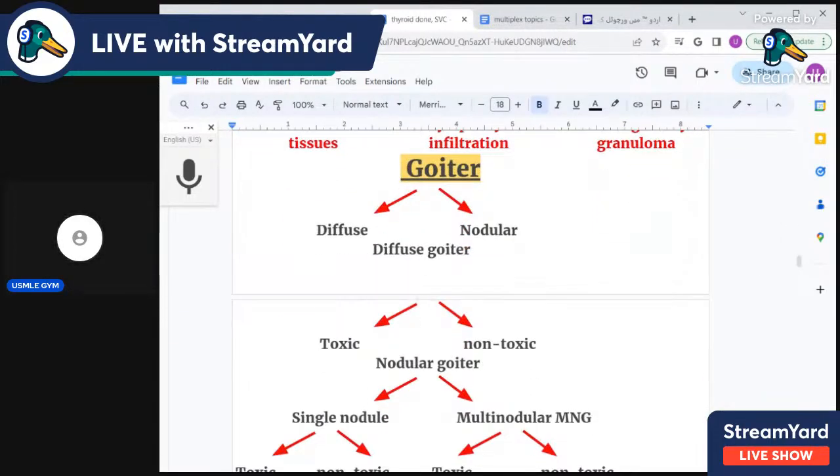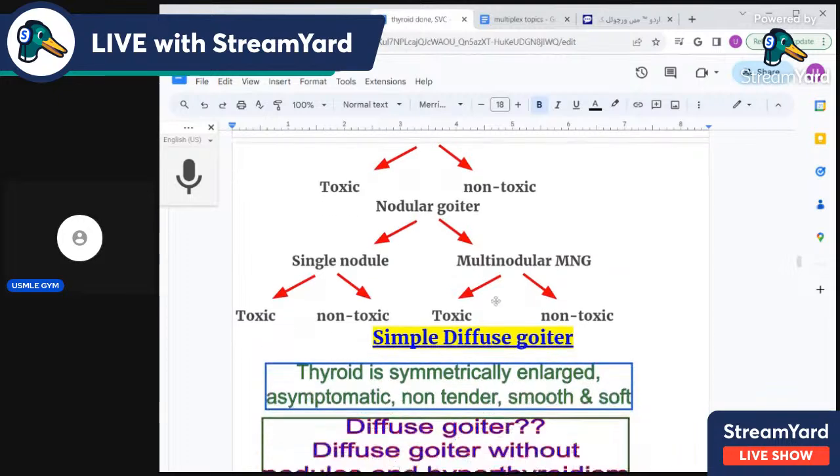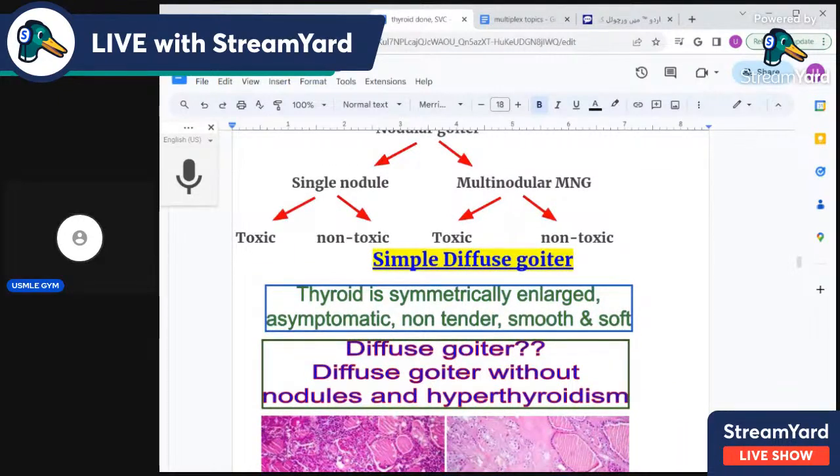Now, goiter classification on the basis of size and nodules, it may be diffuse or nodular. Both of them, diffuse and nodular, may be toxic and non-toxic. Nodular may be a single nodule or multinodular goiter. It may also be toxic and non-toxic.